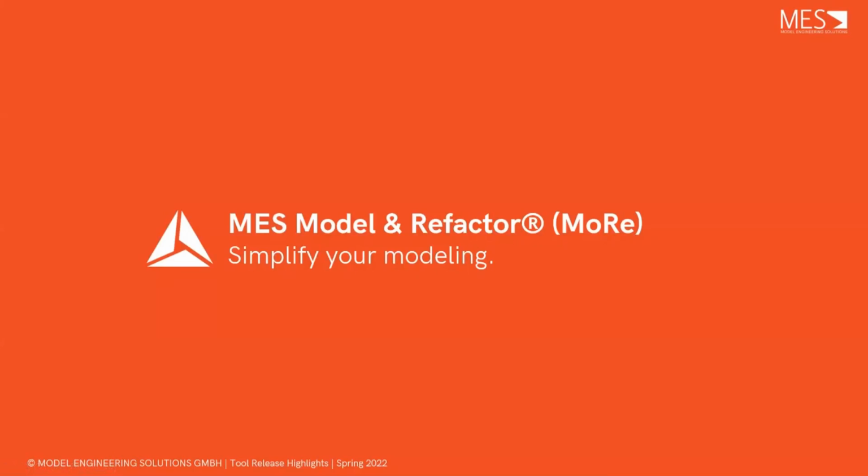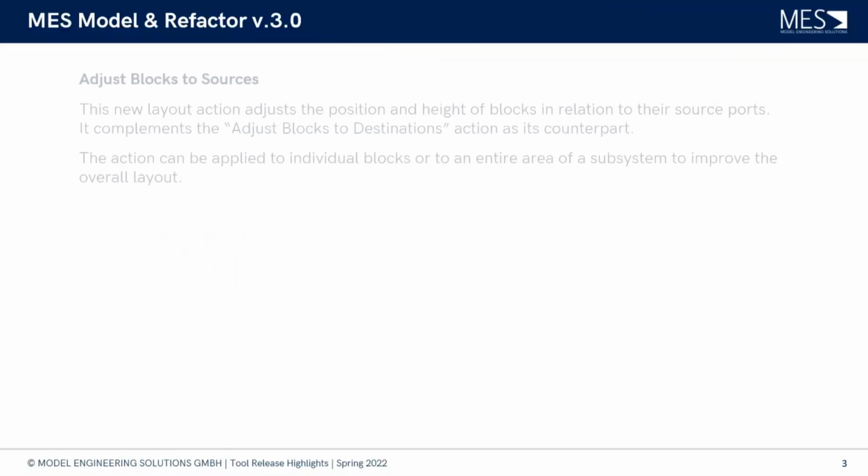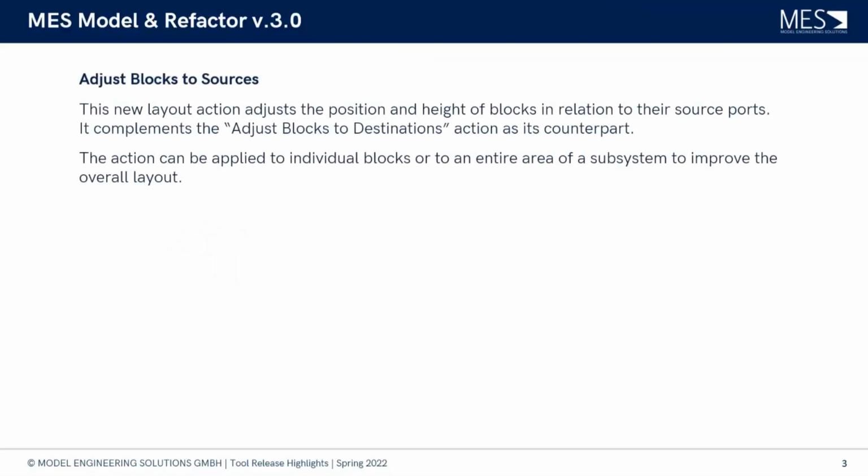Hello, Alex. Hi, everyone. So we are both going to look into the new highlights of MES Model and Refactor version 3. It's a new major version. And let's see what the new features are. The first one is a new layout action that is called adjust blocks to sources. Maybe, Alex, you could show us a little bit more what this action does and show how it works.